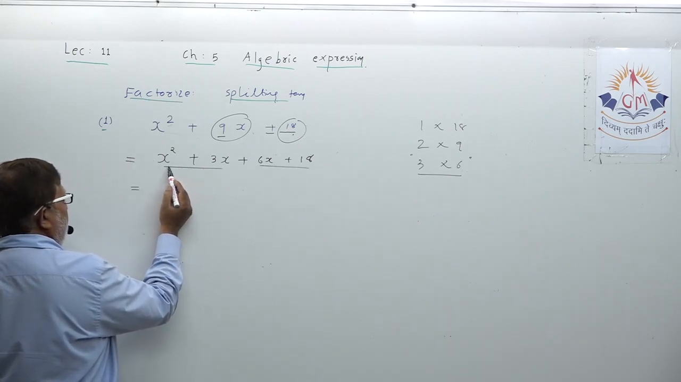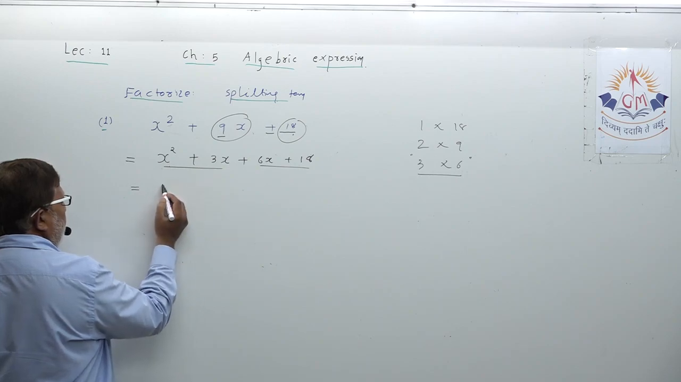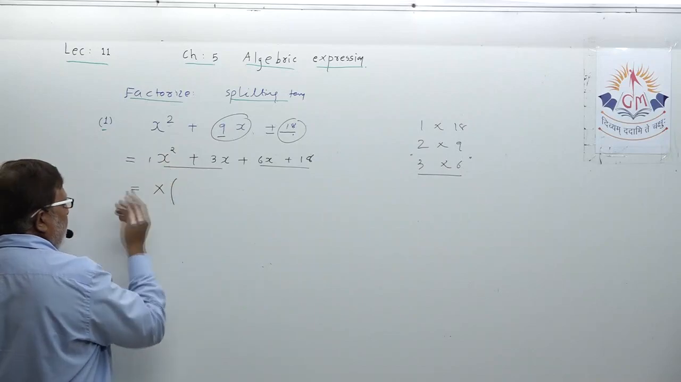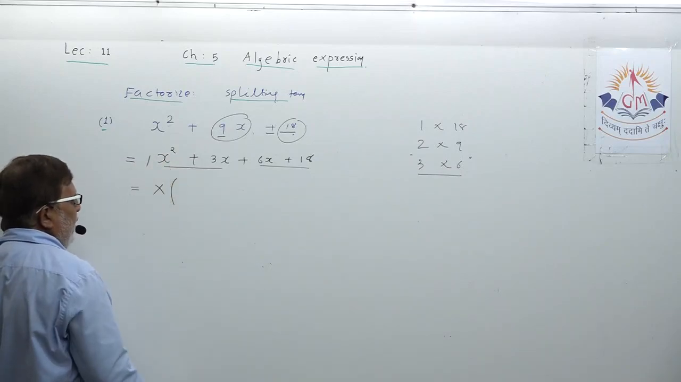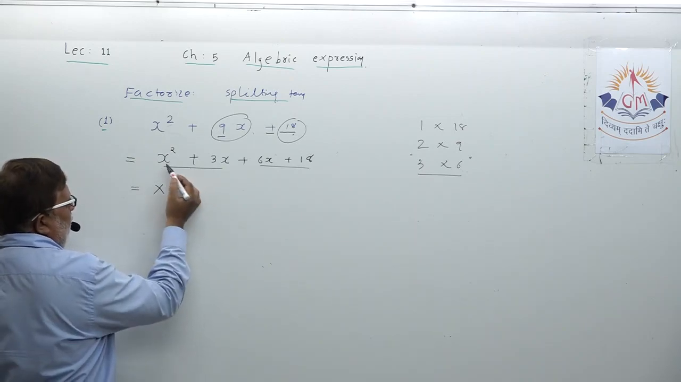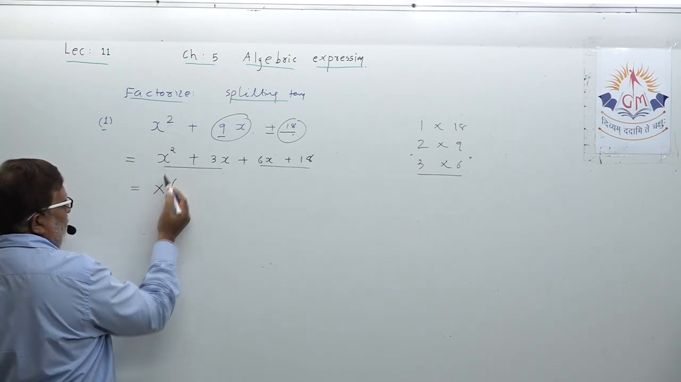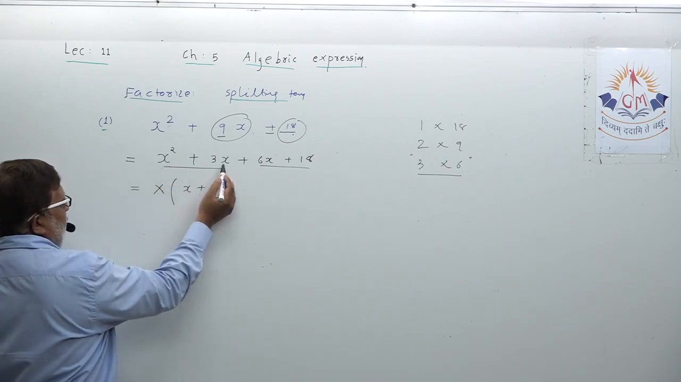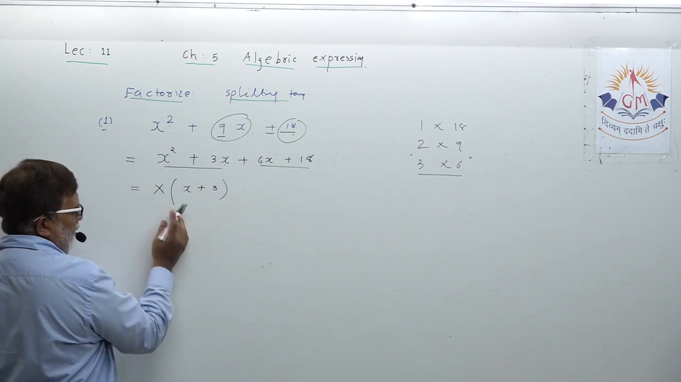Common from two terms each. What is common from here? Only x. Because no number means 1. 1 cannot be taken out as common. Simply we don't take 1. What is left? From x square, x is common, so x left. From here, x is common, 3 left.